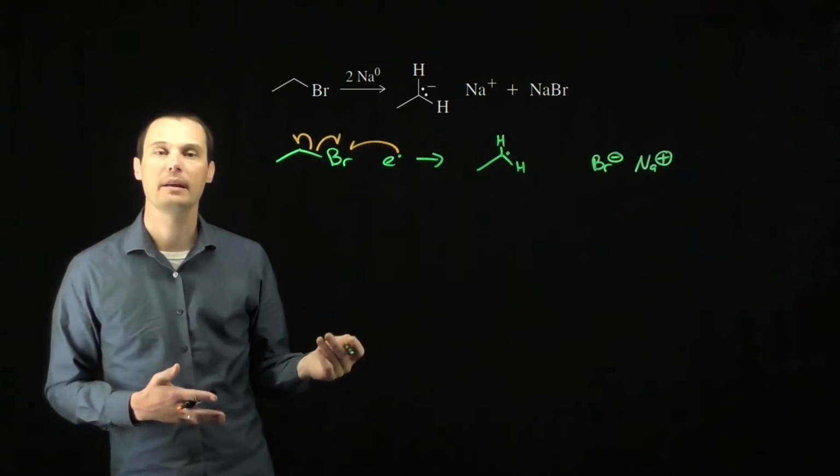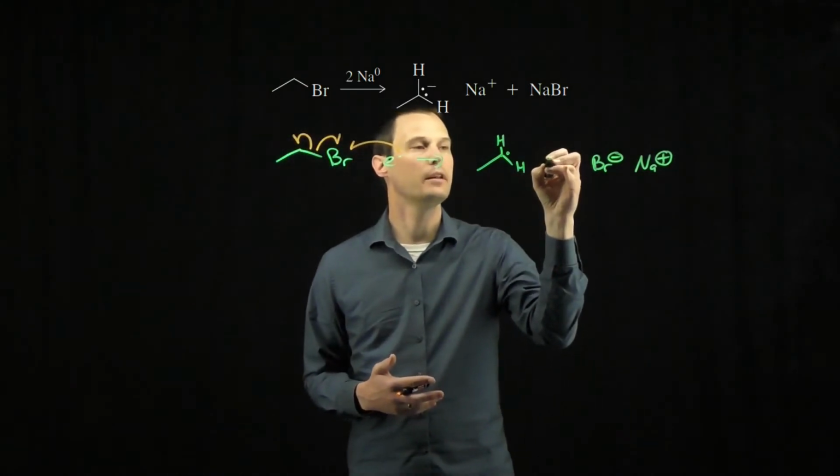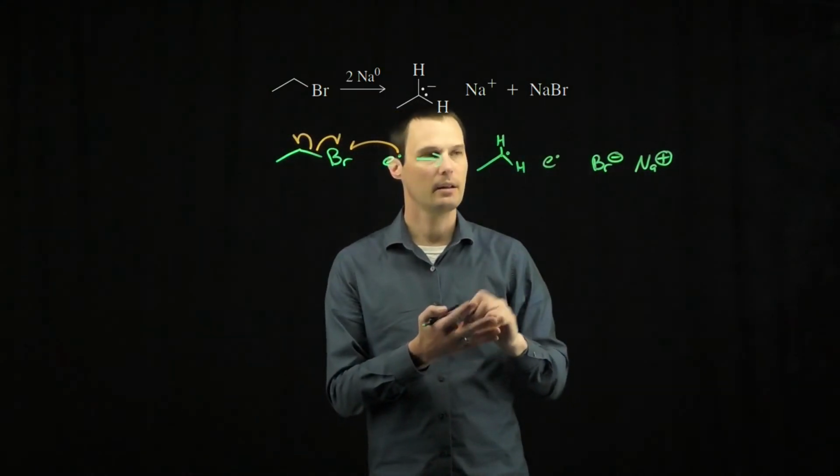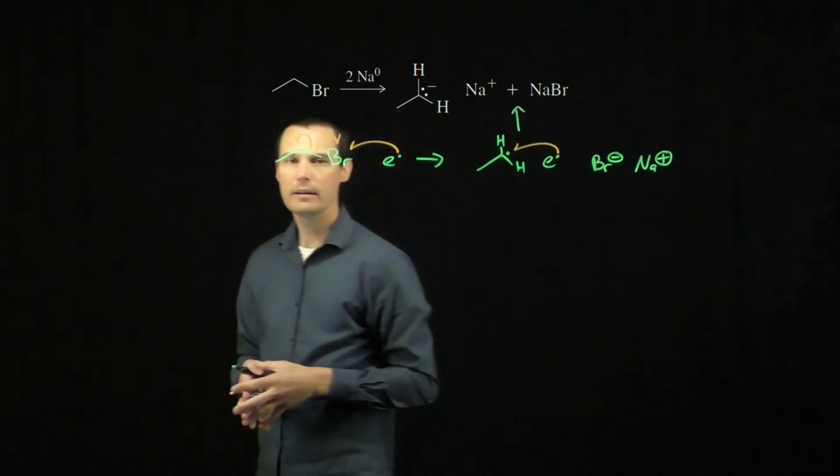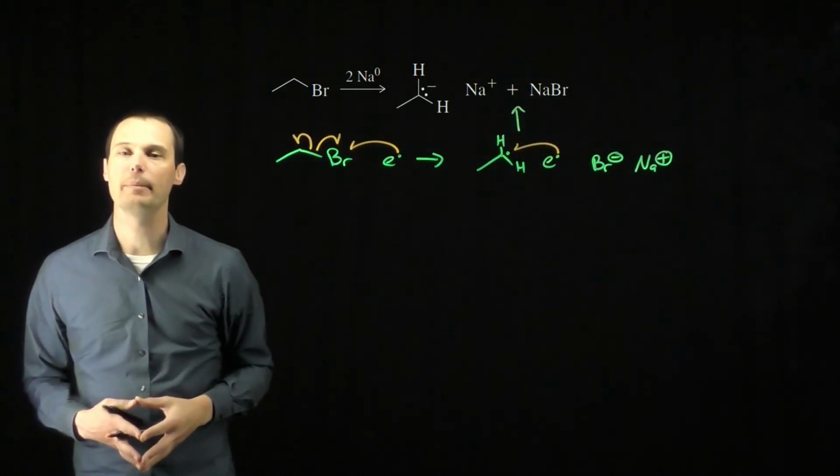The final step of this mechanism will be reacting with the second solvated electron. That electron can add to the carbon, and that will form the carbanion, and the sodium bromide will be the byproduct of this reaction.